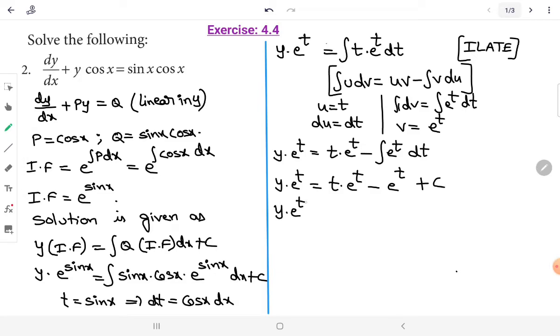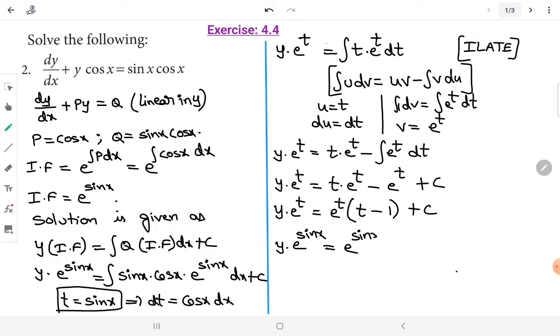So y into e power t is equal to, take e power t common. So we will get it as t minus 1 plus c. So by the end, we have to replace t. What is t? T is nothing but sin x. Okay, so t is nothing but sin x. So by the end, you have to substitute in place of t. So y e power sin x is equal to e power sin x into sin x minus 1 plus c. Always remember, whenever we do the substitution method, by the end t should be replaced by that particular value, whatever that we have considered.